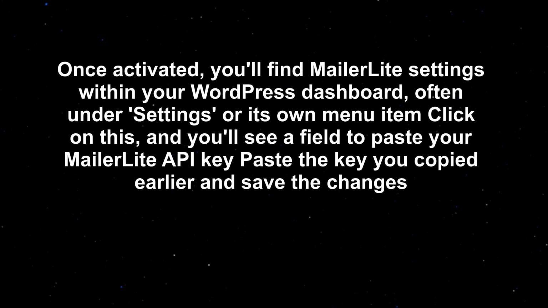Once activated, you'll find MailerLite settings within your WordPress dashboard, often under Settings or its own menu item. Click on this, and you'll see a field to paste your MailerLite API key. Paste the key you copied earlier and save the changes.